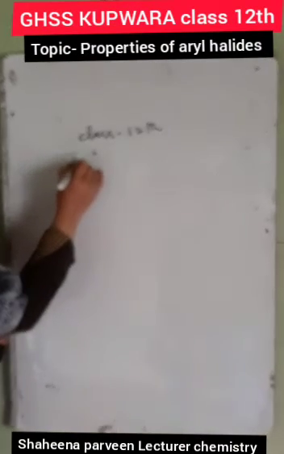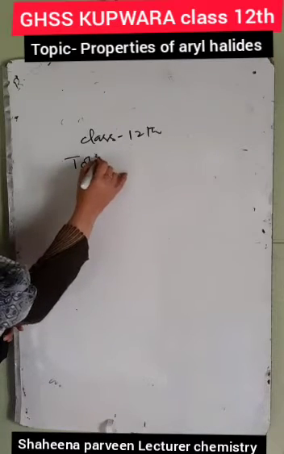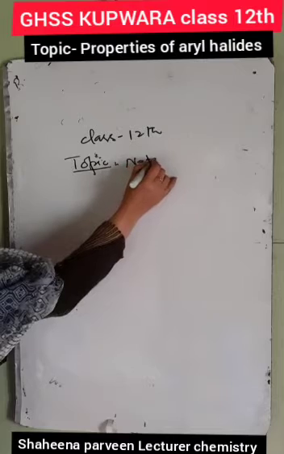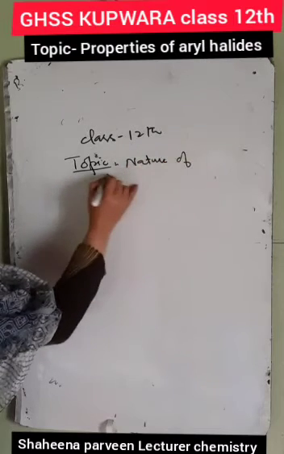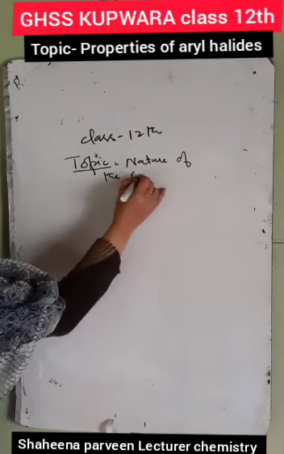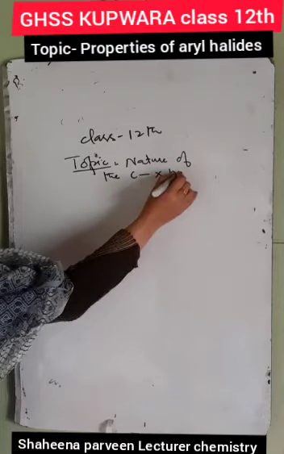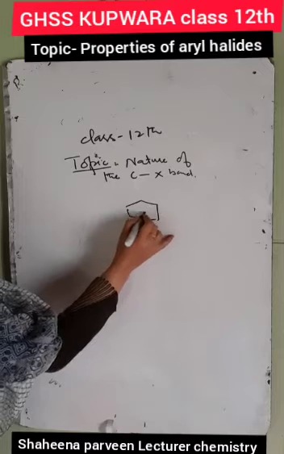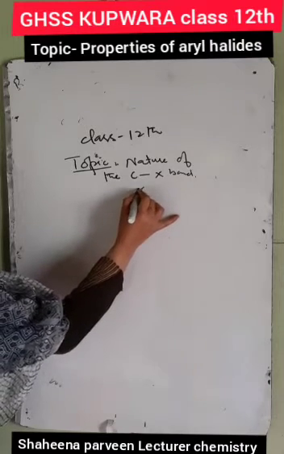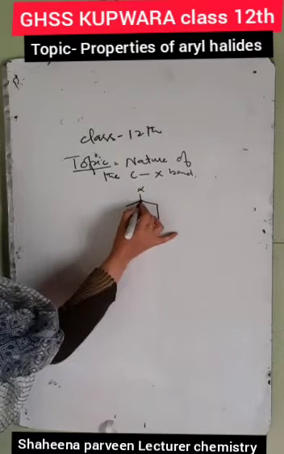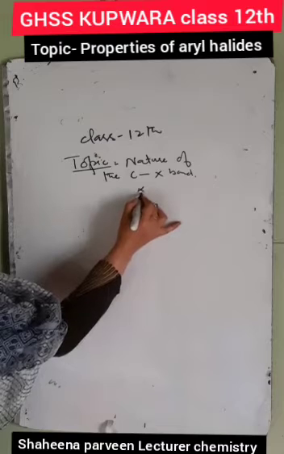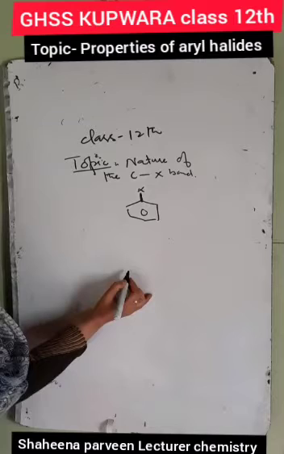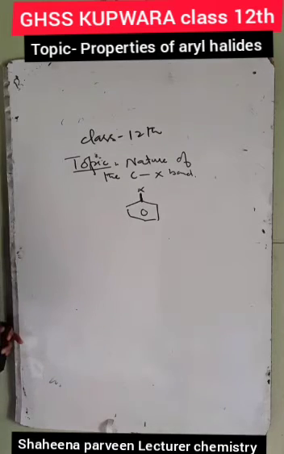टॉपिक जो है nature of the C-X bond. यहाँ पर है benzene ring and we have attached the halogen atom to it. Then this carbon atom and this halogen atom, what is the nature of this bond, यही आज हमें डिस्कस करना है.